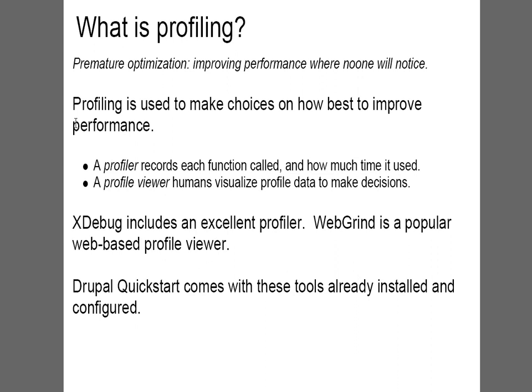So profiling is a process that we can use to make choices on how to best improve performance of an application. A profiler is a piece of software that records each function that's called and how much time was used in that function. A second piece of software we can use is called a profile viewer, and that allows humans to really visualize what's going on in the source code so that we can make choices on what to improve.